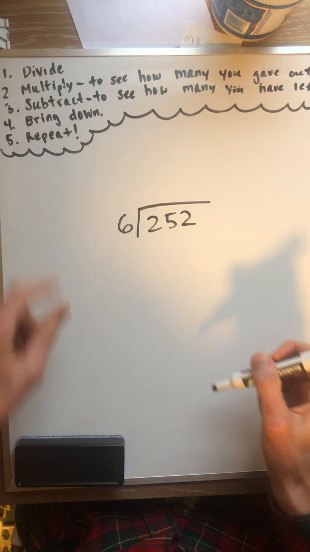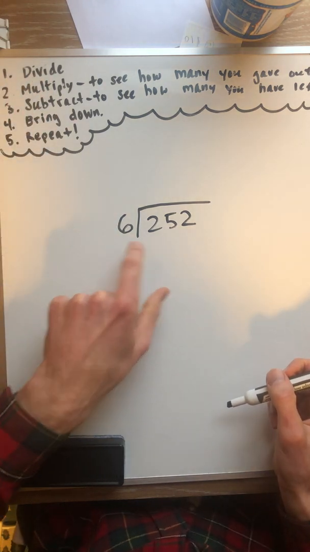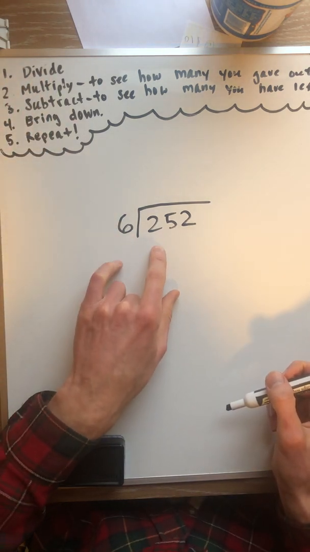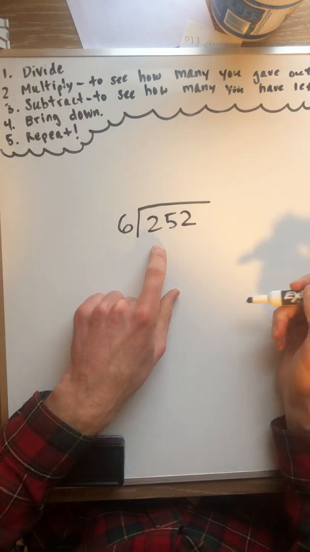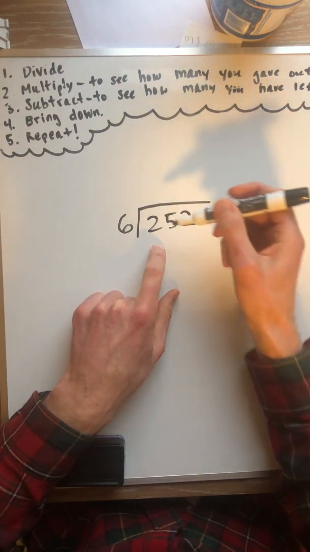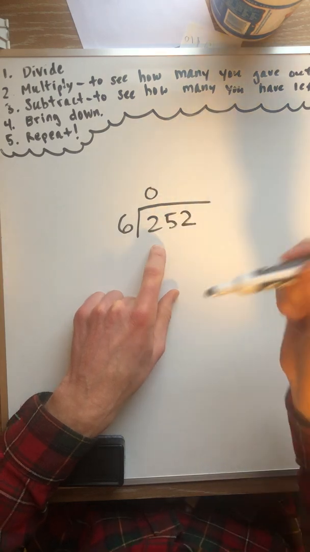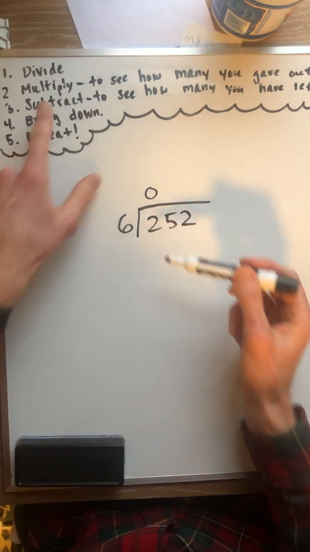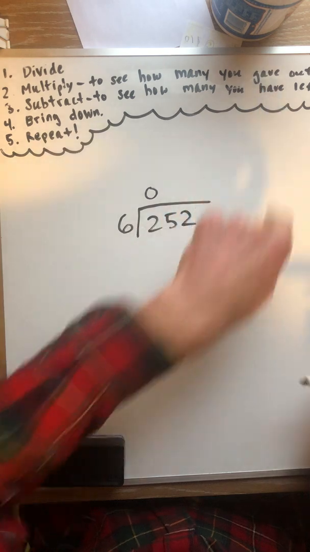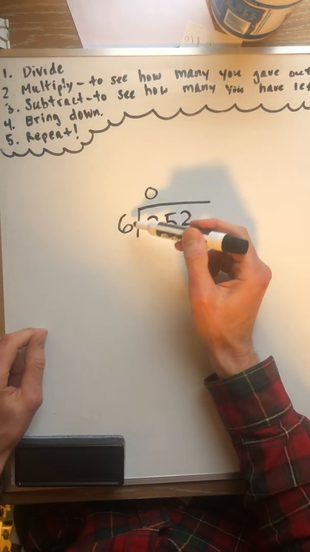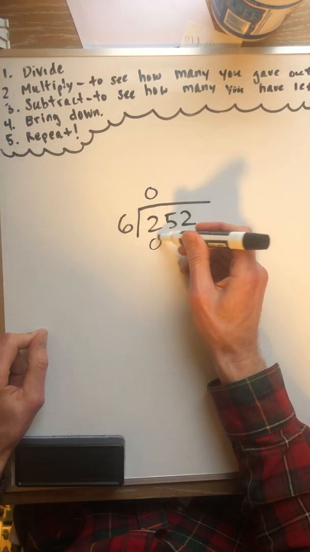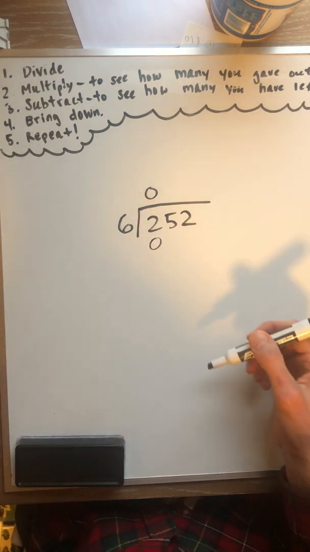No. So the first step is divide. So you divide 2 by 6. Can you divide 2 by 6? Not without going into fractions, and you don't do fractions in long division. So no. Nobody gets 100, guys. And now we multiply to see how many he gave out. So 0 times 6 is 0. He gave out 0. He still has both of them, right?